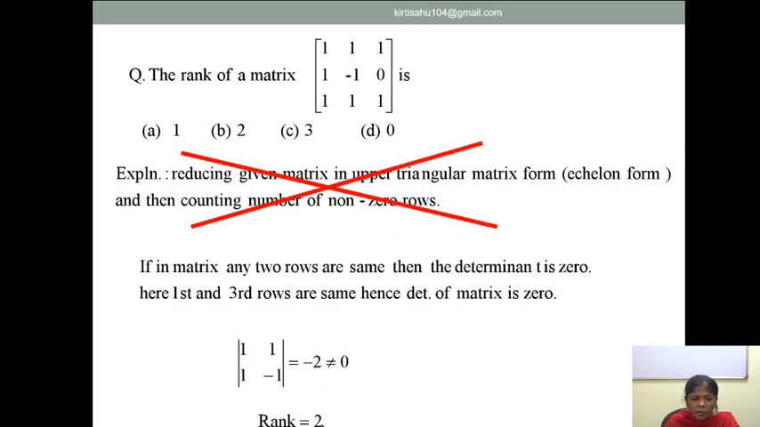So once the determinant of the highest order that is non-zero is found, it is sufficient to decide the rank of the matrix. For more detail, you can go through the video on rank of matrices. You will find the link in the description box.